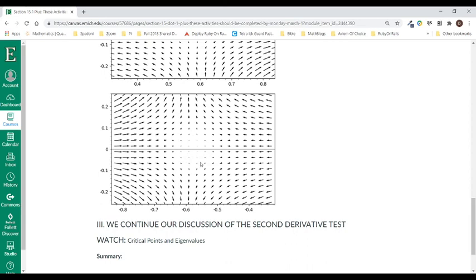But again, it's very important that we can find some vectors that are pointing directly away from it, and some vectors that are pointing directly towards it. That's when it's a saddle. What we're going to do next is go to the whiteboard and start to draw some conclusions about this.